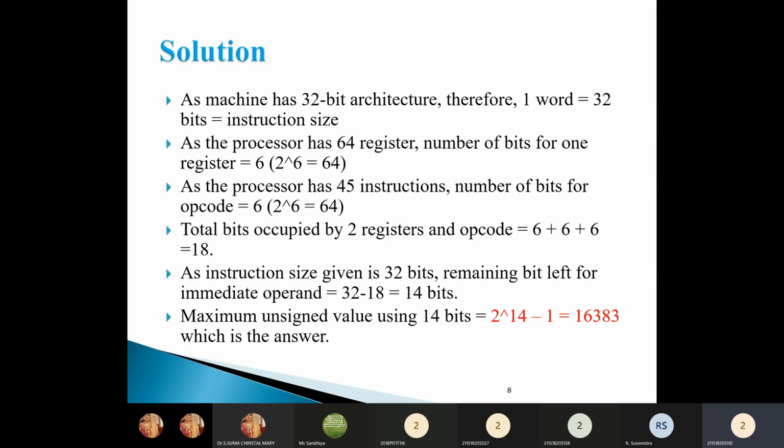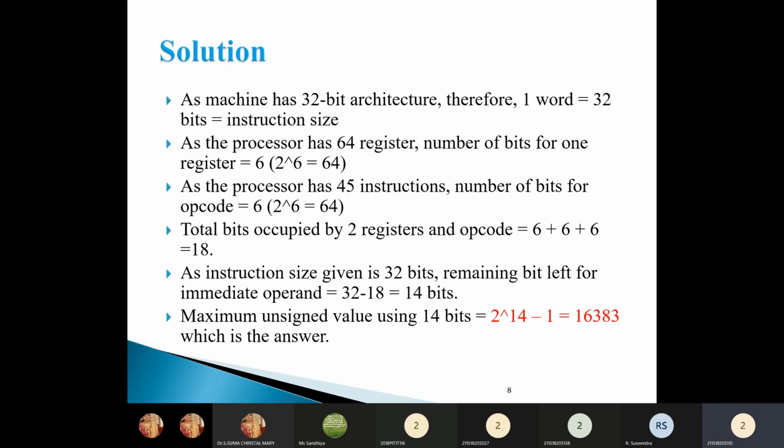As the instruction size given is 32 bits, the remaining bits left for the immediate operand is 14 bits, as 32 minus 18 is 14 bits. The maximum unsigned value using 14 bits is 16,383, which is the answer. We get it by 2 power 14 minus 1. So, understand? Let's move on to the next slide.